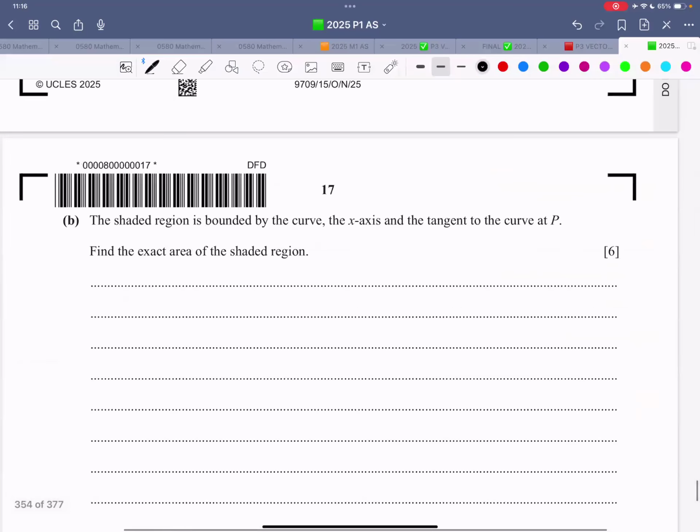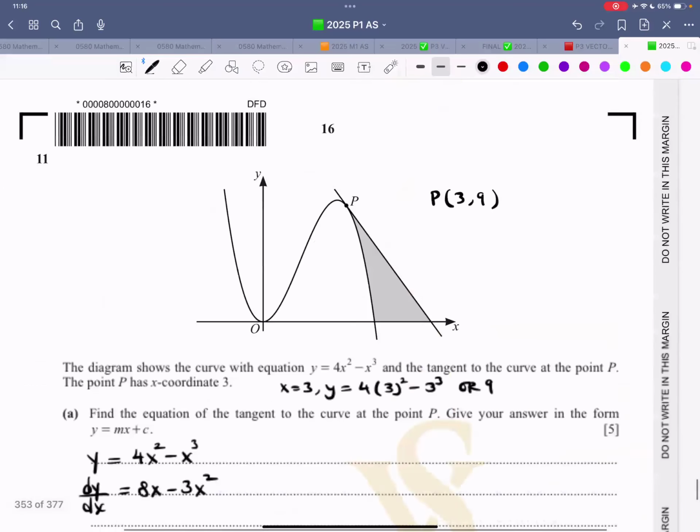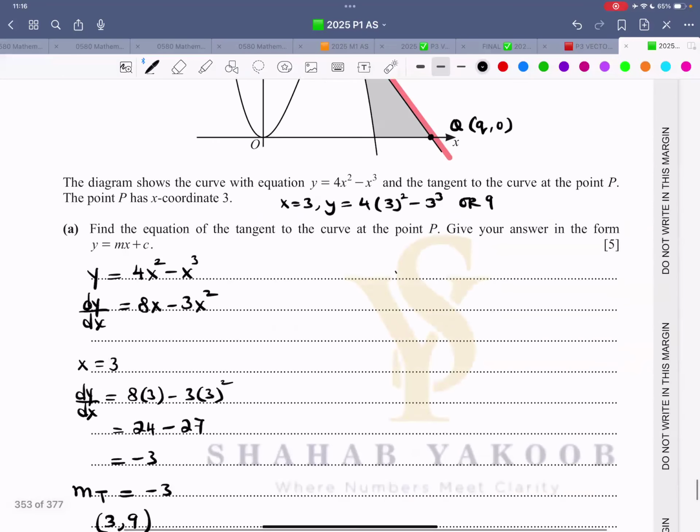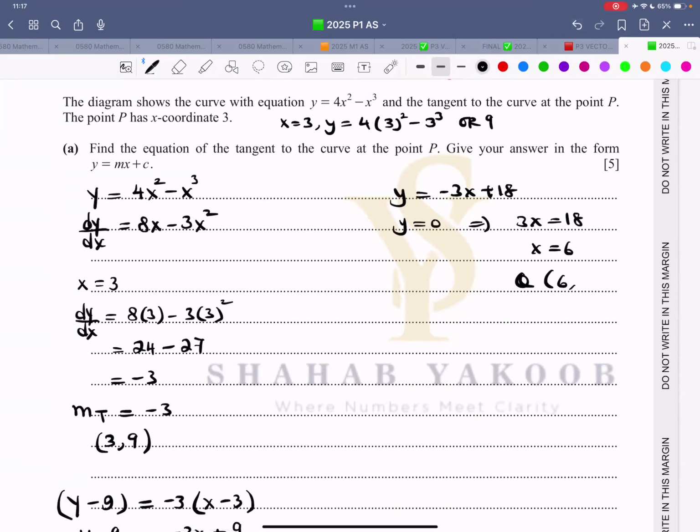Now what do we need? Shaded region and all these things. Now, first thing first, that is this line over here. This line is cutting the x-axis. So let's say it's cutting the x-axis at this point Q, small q, comma 0. So therefore, y is equals to minus 3x plus 18. When y is 0, therefore 3x is 18, therefore x is 6. So the coordinates of Q is 6, comma 0.